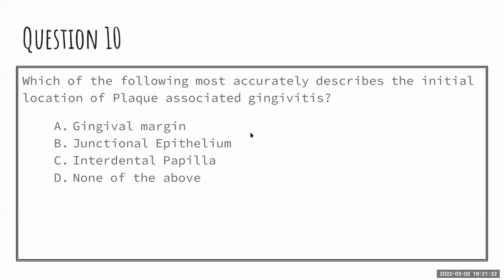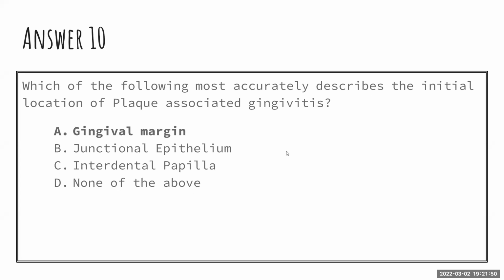Which of the following most accurately describes the initial location of plaque-associated gingivitis? So we've had questions about non-plaque induced. A, C, B. Okay, now this would, again, what starts on top of the gum has a direct effect on what happens underneath the gum.